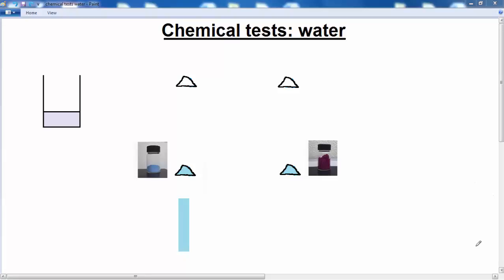In this lesson we're going to look at the chemical tests for water. Now these tests make use of the fact that certain salts contain something called water of crystallization, and this water of crystallization causes the salt to change colour.